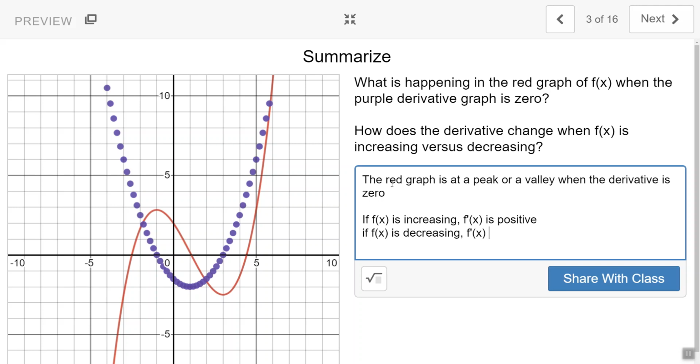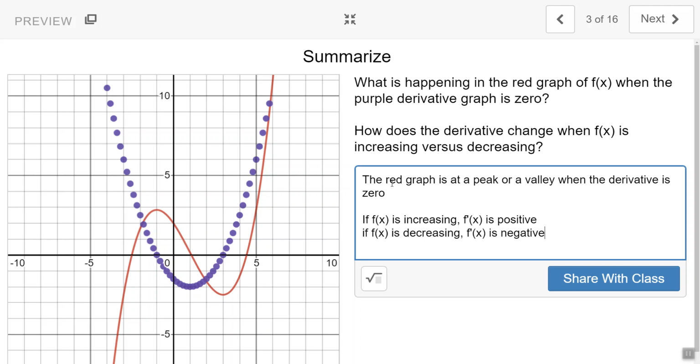Again, keep in mind, f prime of x is just a fancy way of saying what's true about the slope. If I say a graph is increasing, you say the slope is positive. If I say a graph is decreasing, you say the slope is negative. So in this context right here, if f of x is decreasing, then f prime of x would be negative. Very good.